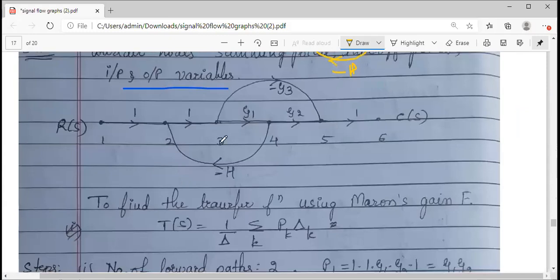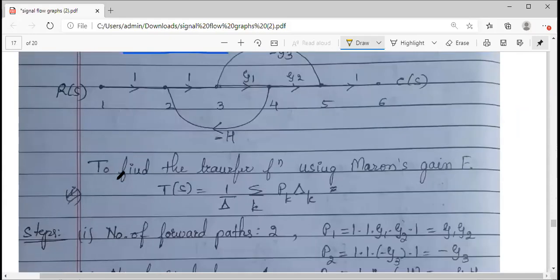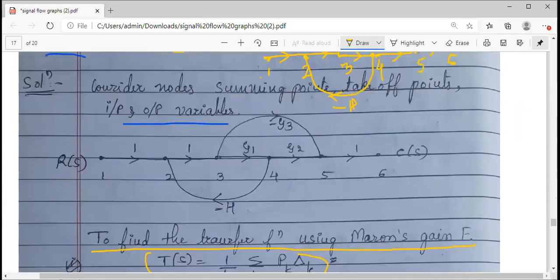Now coming to the steps. So this is our signal flow graph. Let us go to the first step, to find the transfer function using Mason's gain formula. I have written the formula here. First step is you need to identify the number of forward paths. Check how many forward paths are available here.